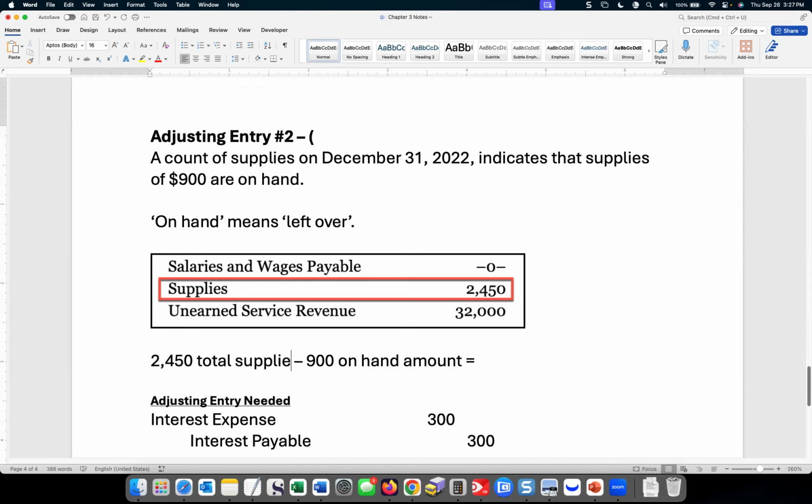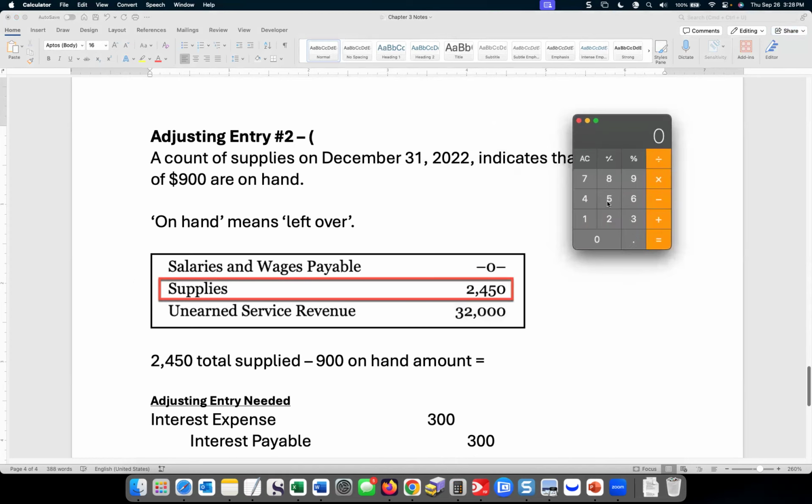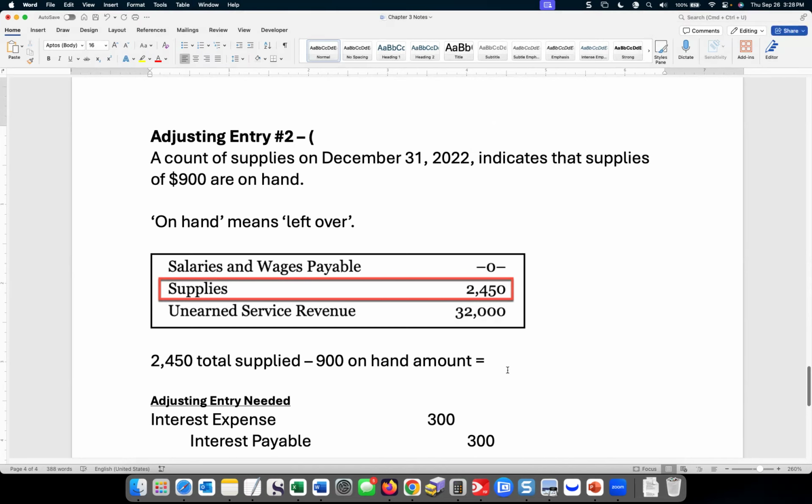So what they're doing is giving you what you started with, what you ended with, and the difference must be what you used, aside from any employee theft that may have taken place, which we'll assume didn't. That's also known as a variance or shrinkage, okay? All right, so we take that 900 out, and we end up with 1,550. And this is the supplies used, which is what we're looking for. In this journal entry, we're trying to figure out how much supplies got used up.